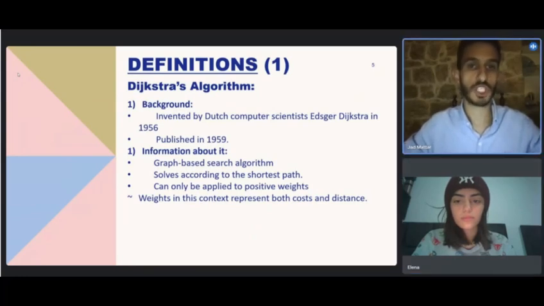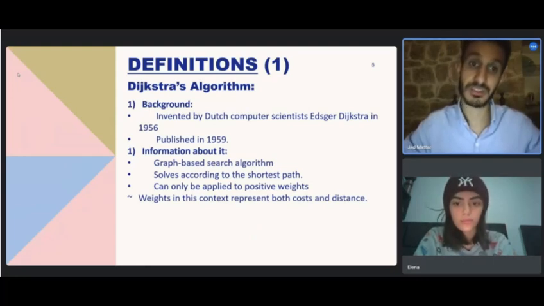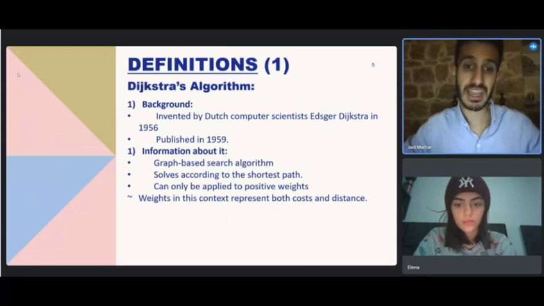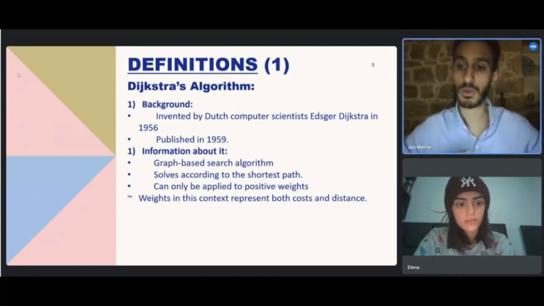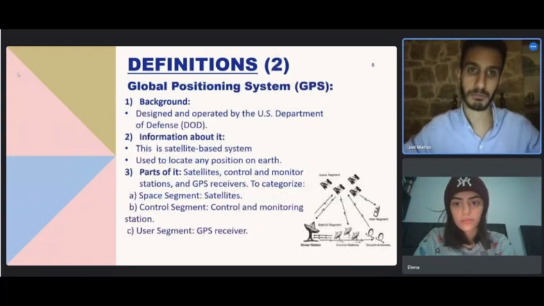So a basic definition about Dijkstra's algorithm. It was invented by Dijkstra, a Dutch computer scientist, in 1956, and then it was published in 1959. Basically it is a graph-based search algorithm. It solves for the shortest path and can only be applied to positive weights. The weights in this context represent both cost and distance, which are always positive, and distances cannot be negative, so it can be applied.